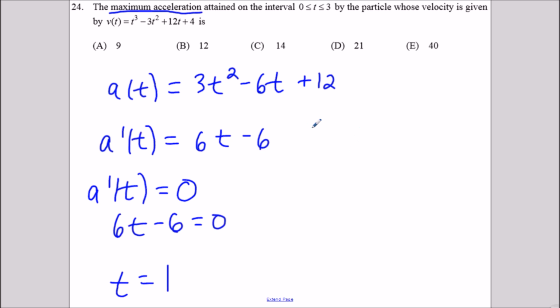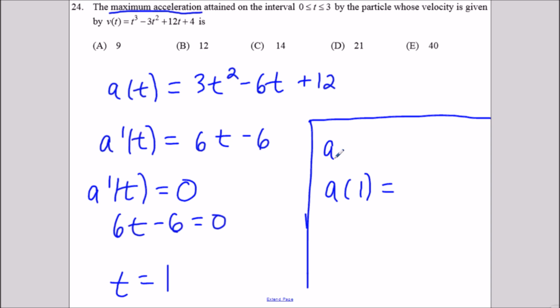But the way we find an absolute maximum value or an absolute minimum value is we use the closed interval method. So we're going to plug 1 into the acceleration, but we also are going to plug in the endpoints 0 and 3. And whichever one is the biggest number is the absolute max. So if we plug in 0 into acceleration, we're going to get 12. It's just the constant at the end.